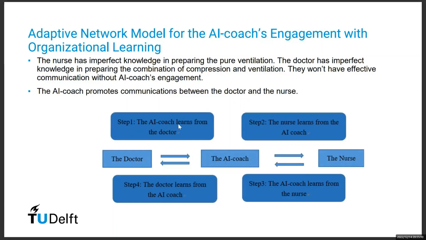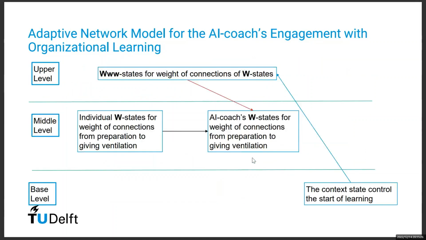Step 1, the AI coach will learn from the doctor. And step 2, the nurse will learn from the AI coach. And third, the AI coach learns from the nurse. And fourth, the doctor learns from the AI coach. So in this way, their knowledge transfers quickly. Here there is a context state controlling the upper layer. The upper layer means a bridge between team members and the AI coach.